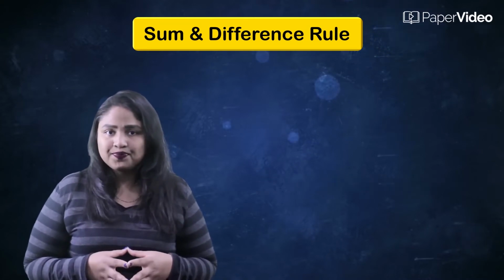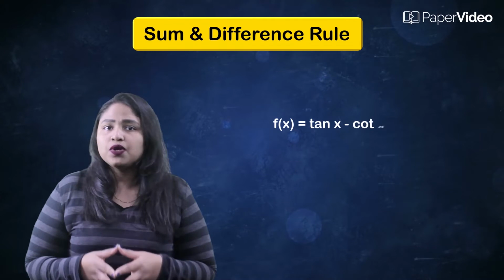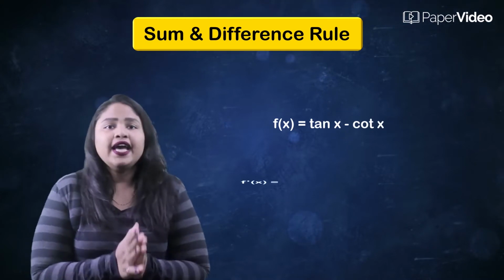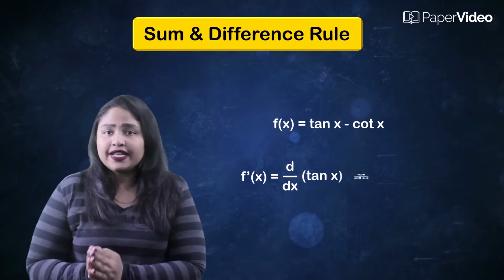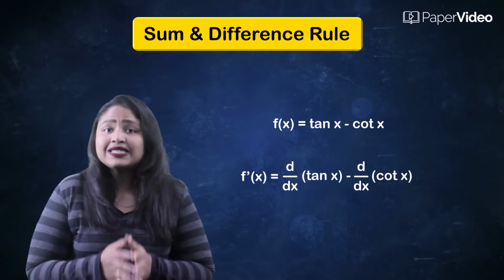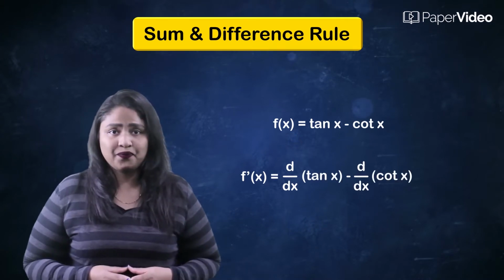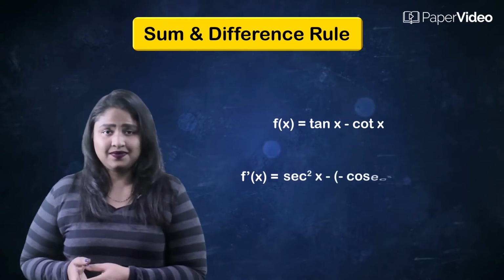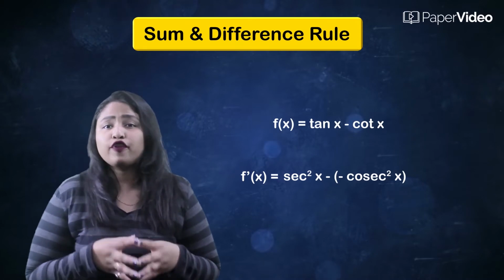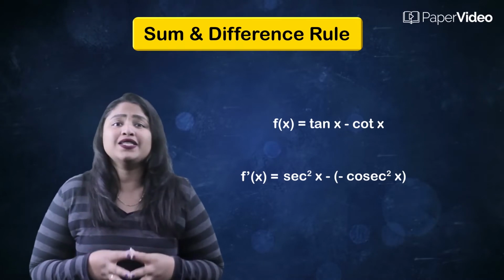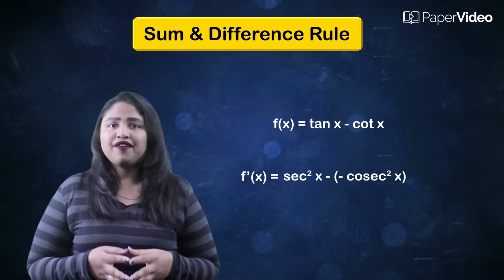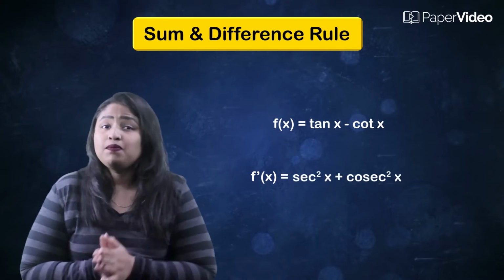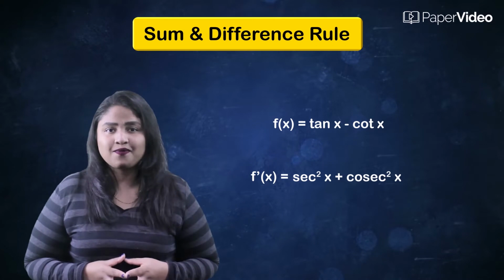For example, let f of x equal tan x minus cot x. Then f dash x equals the derivative of tan x minus the derivative of cot x. The derivative of tan x is sec square x and the derivative of cot x is minus cosec square x. Therefore, f dash x equals sec square x plus cosec square x.